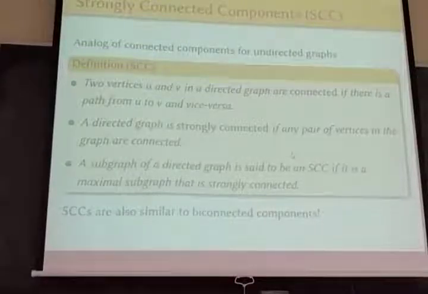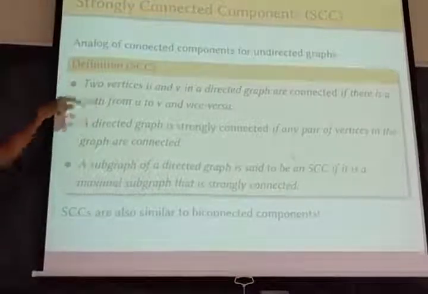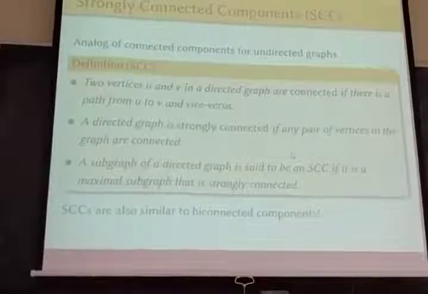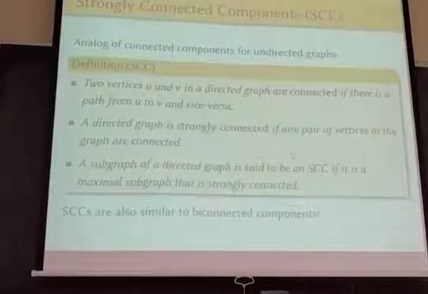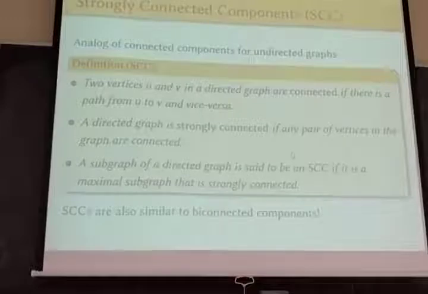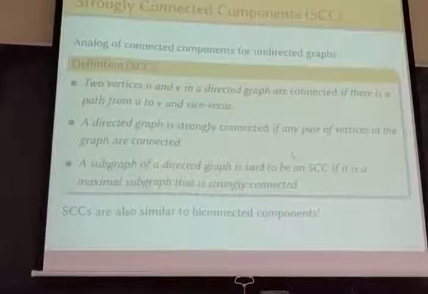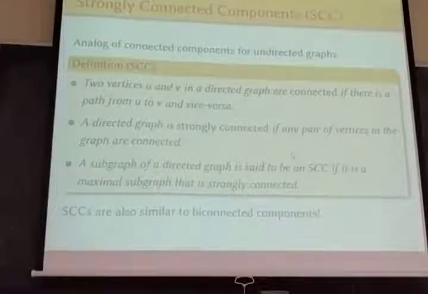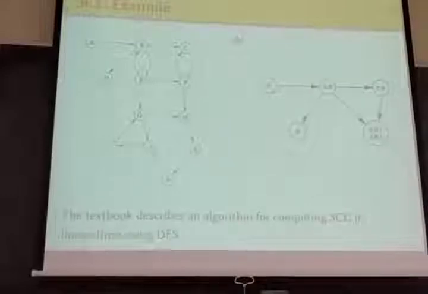So the definitions are fairly straightforward. We went through this definition, and a directed graph is called strongly connected if for every pair of vertices you have connectivity. And you could have a graph which is not strongly connected, in which case you'll be able to split it into pieces such that each piece is a strongly connected component. Okay, so here is an example.